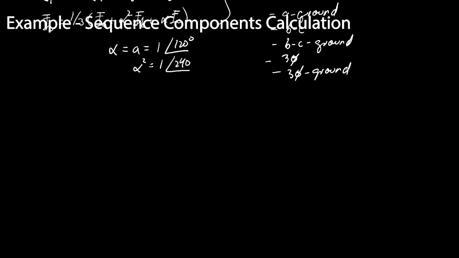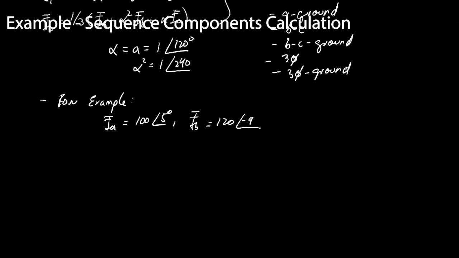Now, let's do one quick example. Let's say that we have the following phase currents. IA is equal to 100 at 5 degrees, IB is equal to 120 at minus 90 degrees, and these, of course, are amps. And IC is equal to 80 at 150 degrees.